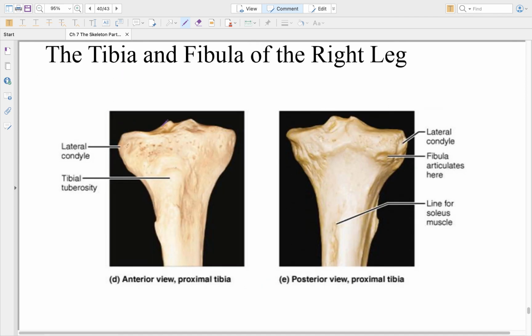And here you can see really well the lateral condyle, the tibial tuberosity. If we flip this around, you can see where the femur will connect here and here to make up your knee joint.